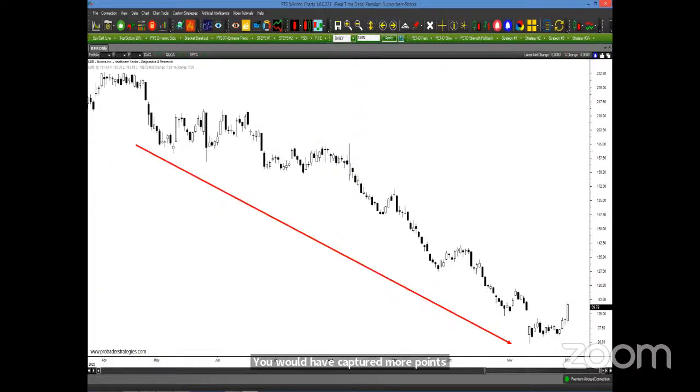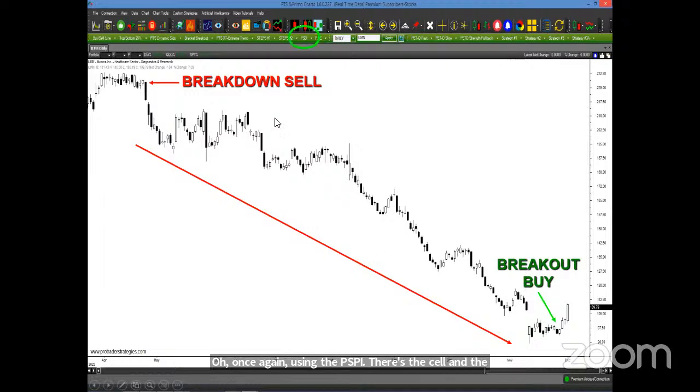And remember, we looked at the older chart of ILMN, okay? How could we have generated a breakdown here and then a breakout to the upside here? Oh, once again, using the PSBI. There's the sell and the buy breakouts. Click on the PSBI and look at it, it had these already auto-generated on the platform. For your sell area, here's the red block and here's the buy block. So this is how trading can be really simple but highly consistent by applying the PSBI.